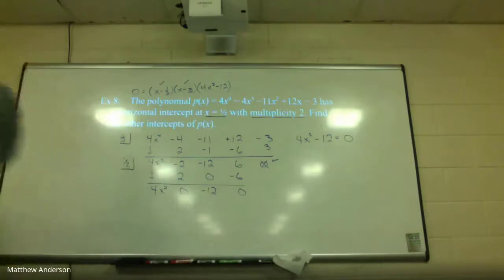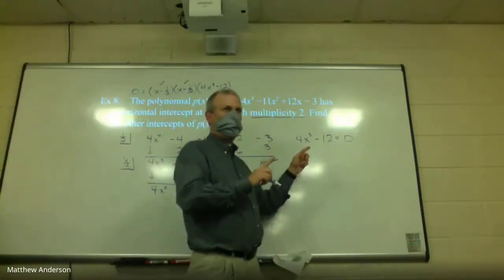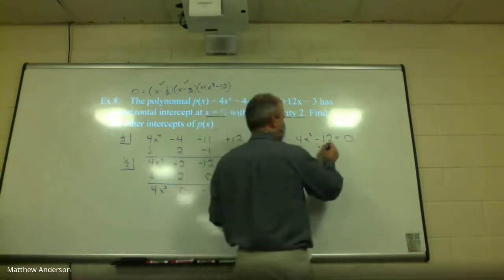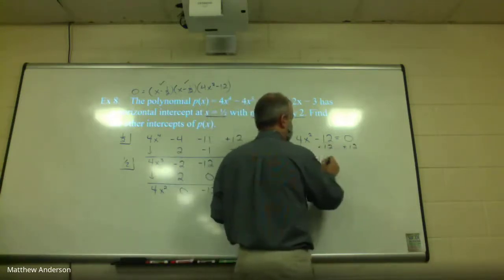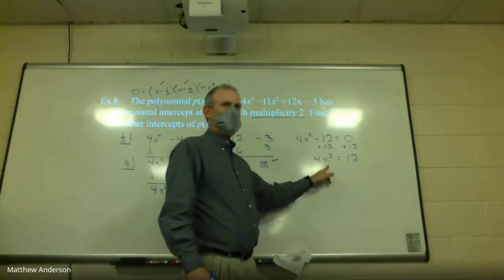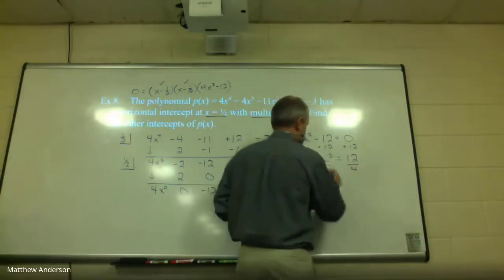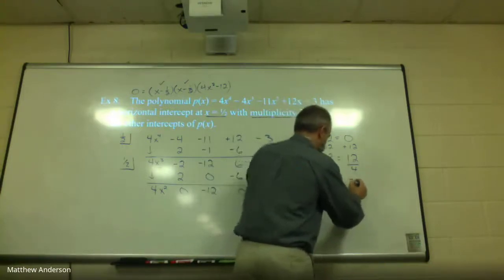Now, I don't know if we've done one exactly like this before. But when we only have one x in a problem, like this, 4x squared minus 12, there's only one x. We can just do normal algebra to get that x by itself. So if we're trying to get this x by itself, what's the first thing you would do? Add the 12. Okay, so add 12. 4x squared equals 12. Then as we continue to try and get this by itself, what's the next thing we would do? Divide by the 4. So x squared equals 3.